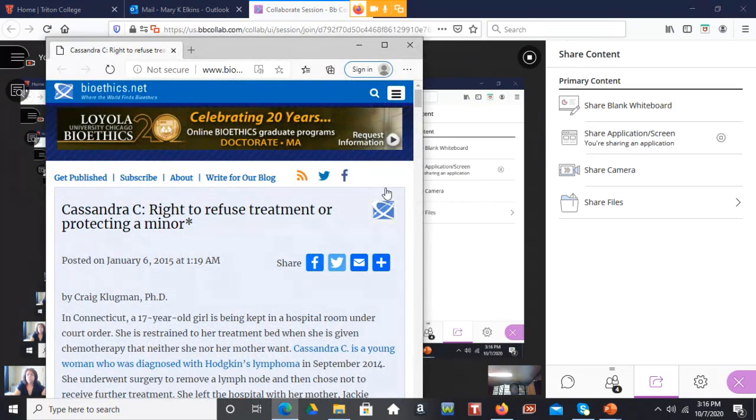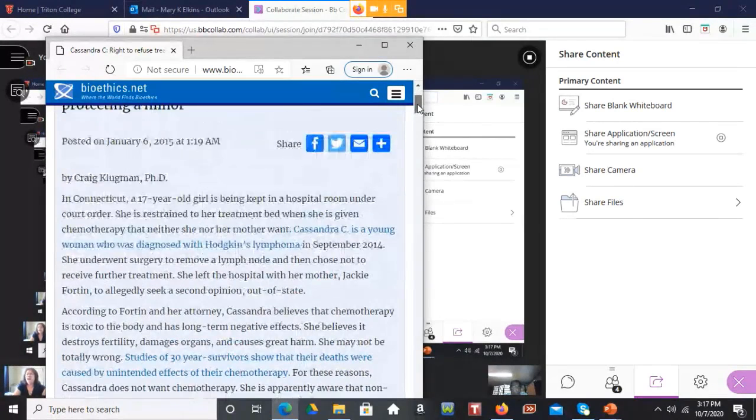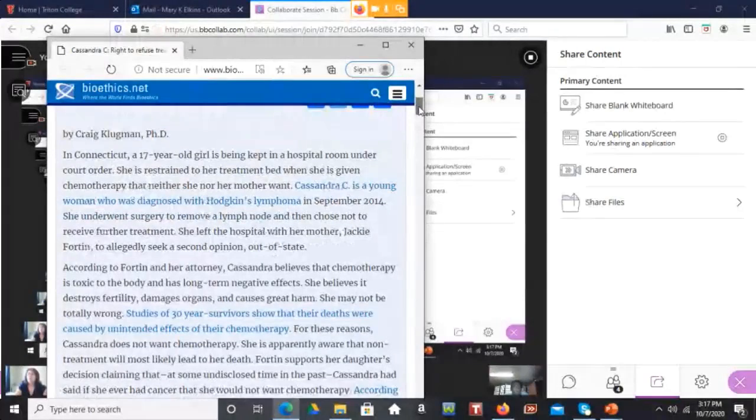Can you see the case? Yes, Cassandra, right to refuse treatment. Right to refuse. Okay, so this is a case I love to use in my ethics class. And what I would do is walk through this basically with the students. This happened in 2015 in Connecticut, a 17-year-old girl. It says in Connecticut, a 17-year-old girl is being kept in a hospital room under court order. She is restrained to her treatment bed when she is given chemotherapy that neither she nor her mother want.